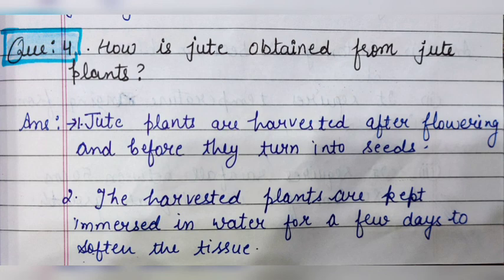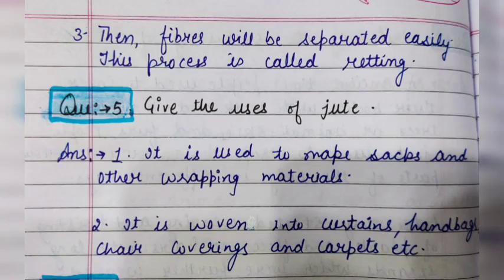Question number 4 is, how is jute obtained from jute plants? And the answer is, jute plants are harvested after flowering and before they turn into seeds. Second point is, the harvested plants are kept immersed in water for a few days to soften the tissue. And the third point is, then fibers can be separated easily. This process is called retting.